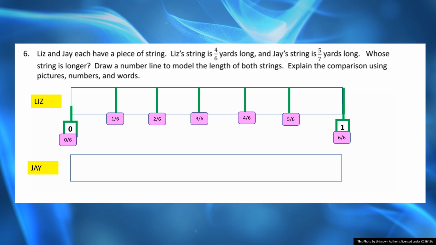And also I know that 6 divided by 6 is 1. So that fraction is definitely in the correct location. Now, Liz's string is 4/6 yards, right? So I'm going to put a dot right there above 4/6. Now you can circle it instead of putting a dot there. It's completely up to you. That's fine. If you want to circle 4/6 instead of putting a dot above it, that's fine.